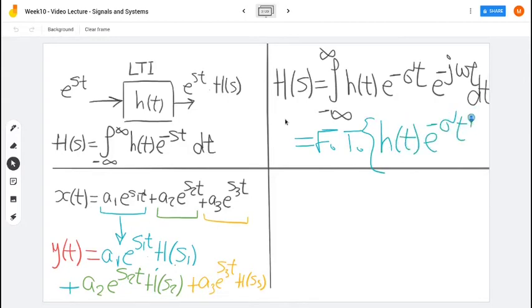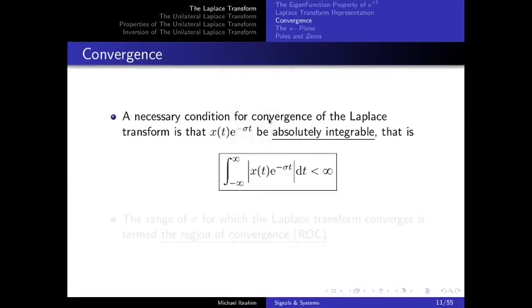So if you want to find the Fourier transform of a function, you do the integration of this function times e to the negative j omega t dt. So the convergence of the Laplace transform is controlled by this function. This function has to be absolutely integrable. That is basically to say that the integration from minus infinity to positive infinity of the absolute value of x of t e to the minus sigma t is less than infinity. So if this function x of t e to the minus sigma t is absolutely integrable, this means that the Laplace transform will converge. Otherwise, the Laplace transform will diverge.